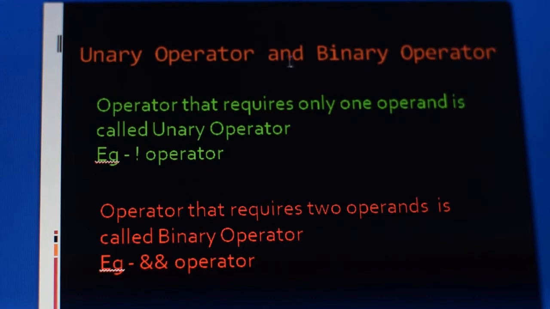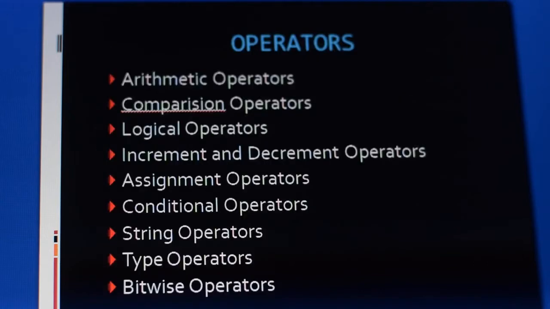Unary operator and binary operator. An operator that requires only one operand is called a unary operator. For example, not operator. And an operator that requires two operands is called a binary operator. For example, AND operator. Here you see only one operand is there with not, and here two operands are there. So this is a binary operator and this is a unary operator.